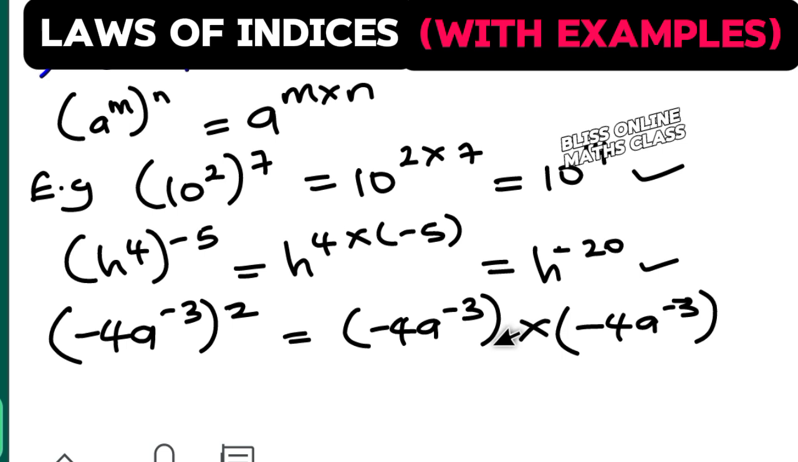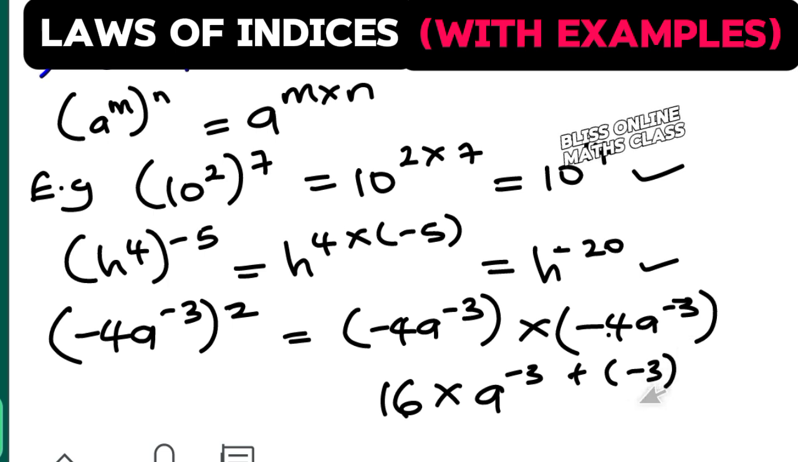So solving this, minus 4 times minus 4 is 16, times a raised to, remember, the law of multiplication means you have to add. So we are going to add our powers. The power of a is minus 3 plus minus 3. I hope you understand. Minus 4 times minus 4 is 16.